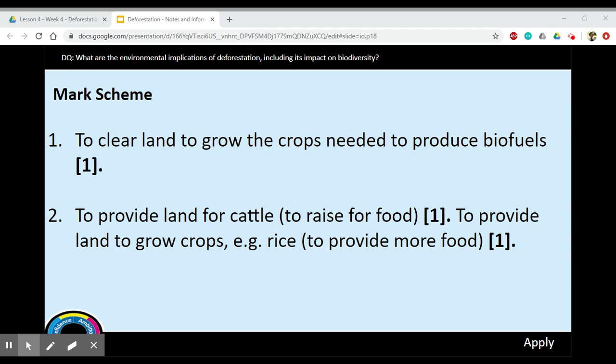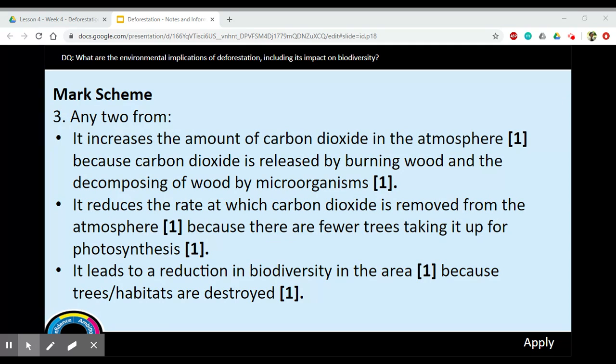We've got to provide land for cattle, or to raise cattle for food, and to provide land for crops, or to provide more food. So you get a point each for those. And then question 3, which was worth 4 marks: suggest and explain the harmful effects of deforestation. Okay, so you could have any 2 from these.